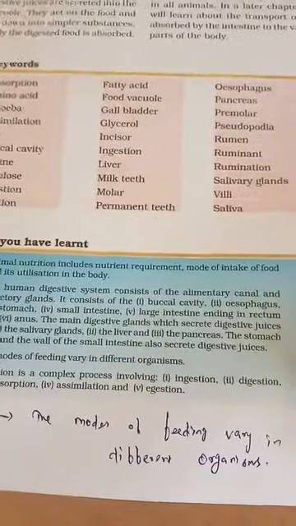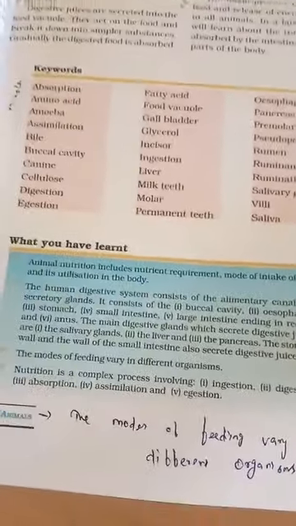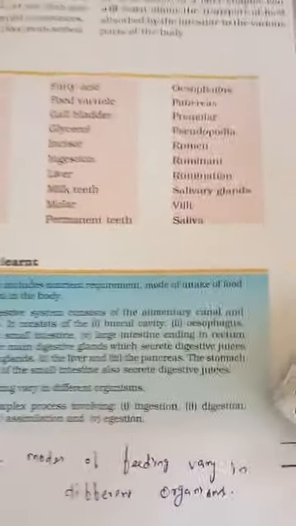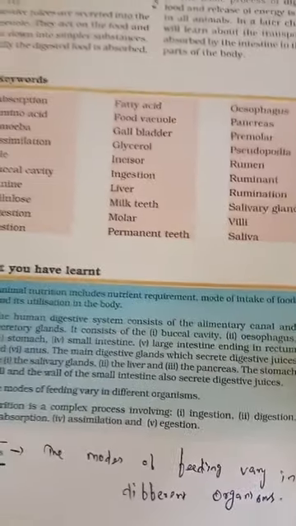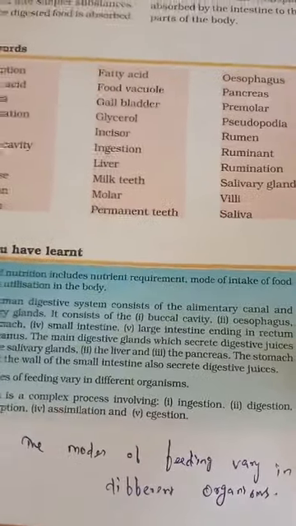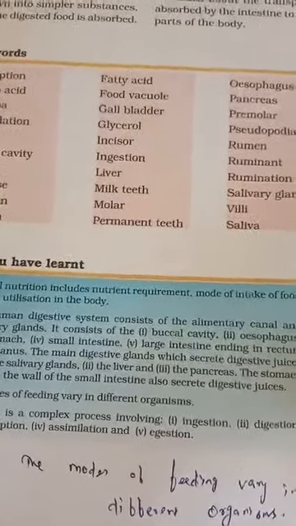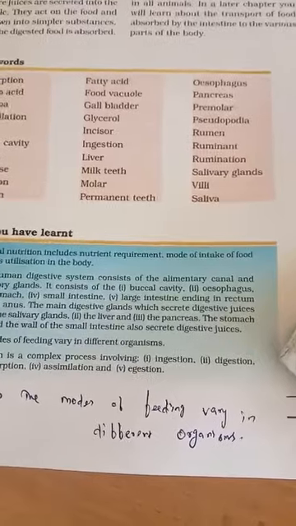Next one, absorption. Absorption means the digested food is absorbed by the inner wall of the small intestine. After the food substances are digested, all the nutrients are transferred to all parts of the body through the wall of the small intestine. That is called absorption.